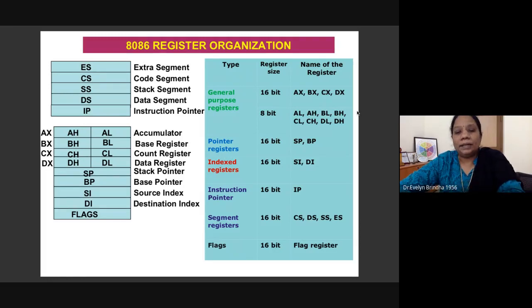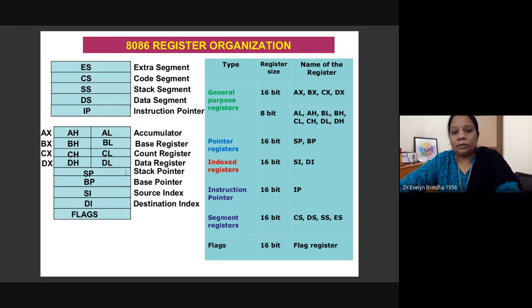The other registers are special function registers, which means registers meant only for a specific function. The first register is called the pointer register. There are two pointer registers. One is called the stack pointer, similar to what we saw in 8085, and the second is called the base pointer. This is something new. I will tell you what it is.